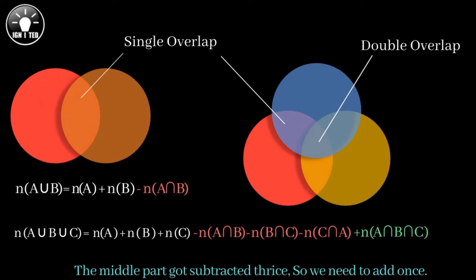We will first add the area of the red circle and the area of the orange circle. Whatever the number of elements there are, they will get added, and then we will subtract this particular part because we have counted them twice. They are overlapping, so we have counted them twice, so we subtract that, and then we get the union of A and B. So this is quite easy.